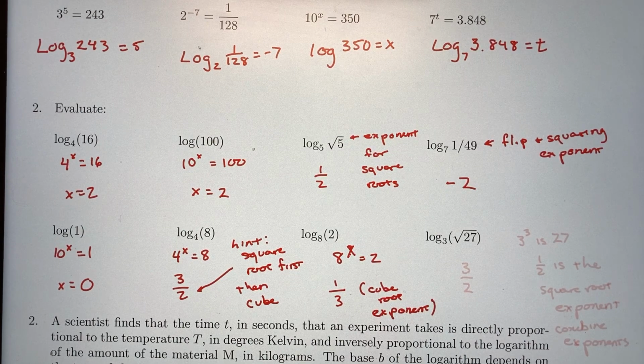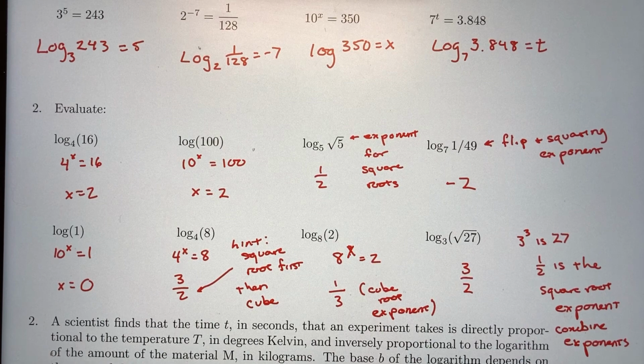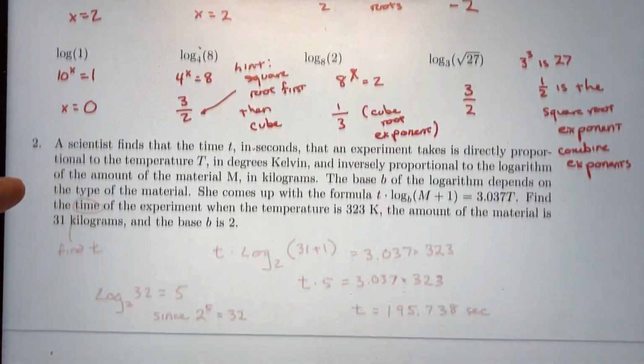Okay, looking at this, 3 to the 3rd is 27. 1/2 is the square root exponent. Combine the exponents. Okay, learn to think about it that way. All right, what have we got?